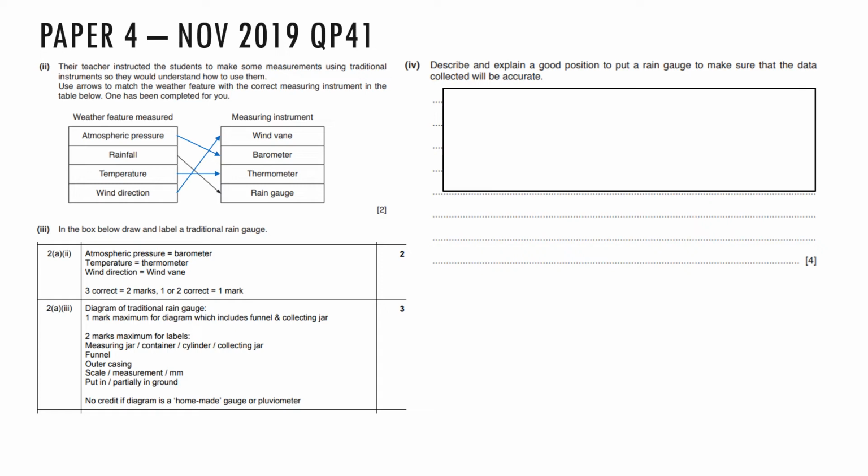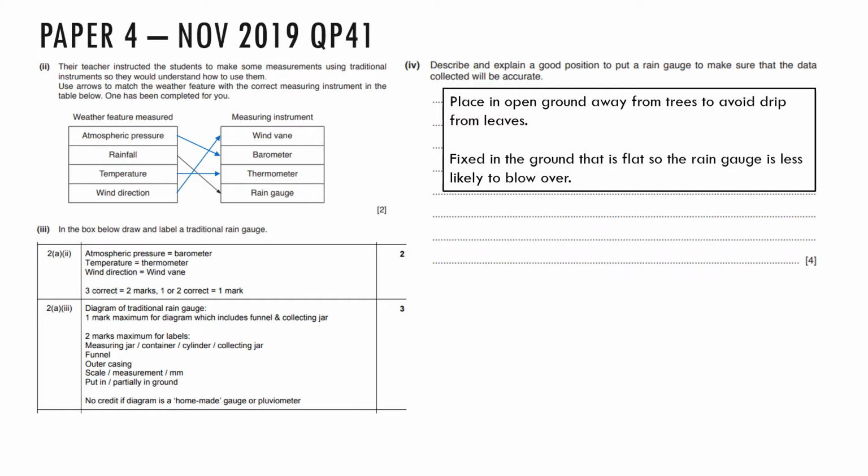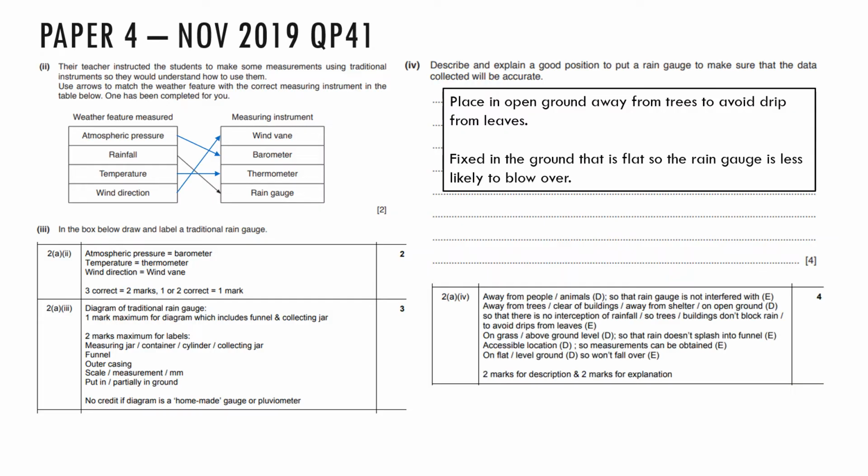And again, you can see how you need to describe the location of where this data has been collected. So describe and explain a good position to put a rain gauge to make sure that the data collected will be accurate. So place in open ground away from trees to avoid drip from leaves. Fixed in the ground that is flat, so the rain gauge is less likely to blow over. Again, I've stated that and I've stated why that will lead to more accurate readings. Here's some more ideas in the mark scheme. Again, incorporate those into your notes.